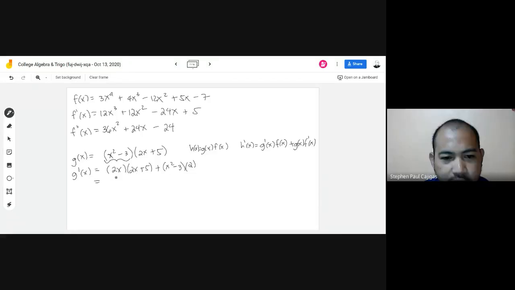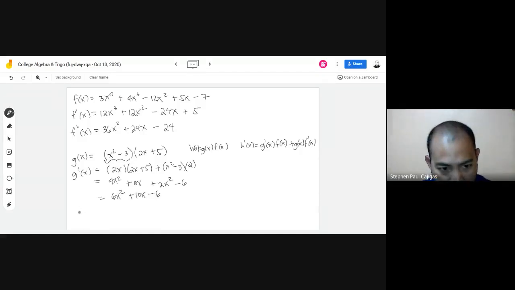Let's multiply. So this will become 4x squared plus 10x plus 2x squared minus 6. We can combine the x squared, so this will become 6x squared plus 10x minus 6. So this is the first derivative.